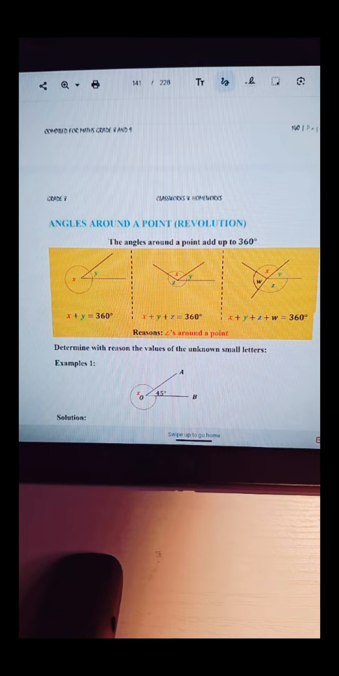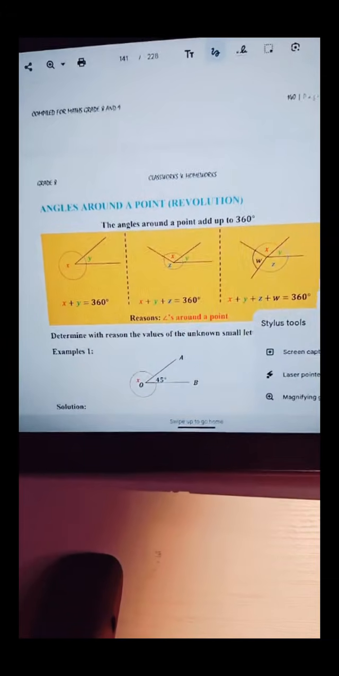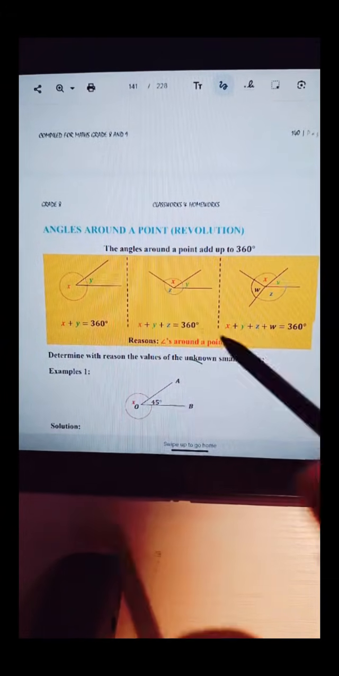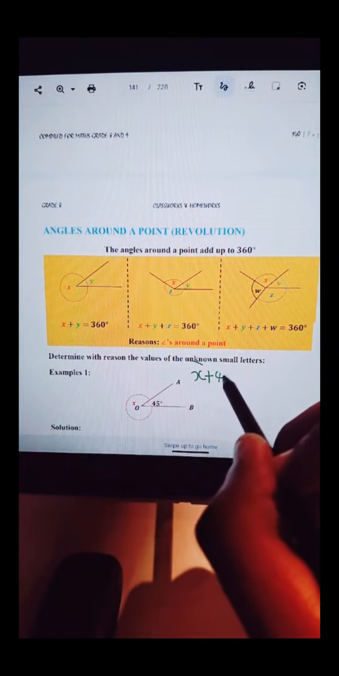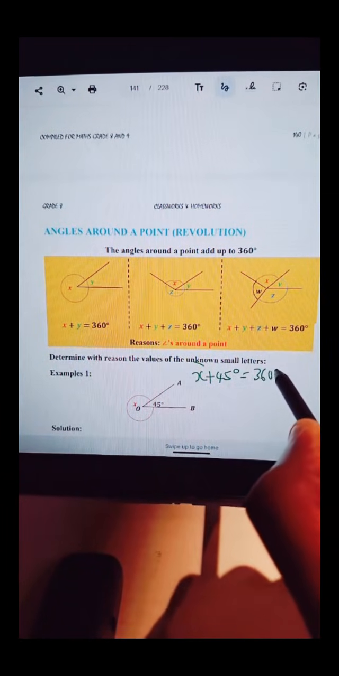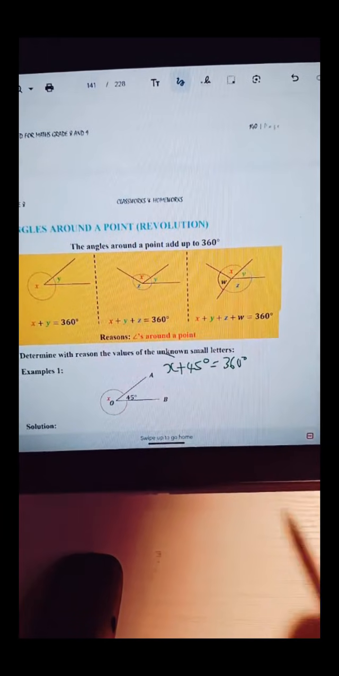Evil is saying 360 minus 45. Angle around a point. XYZ Cartier is saying X is equal to 315. Okay, so if we take Evile and XYZ Cartier's responses and combine them, X is equal to 360 minus 45. Of course, we can say X plus 45 is equal to 360.